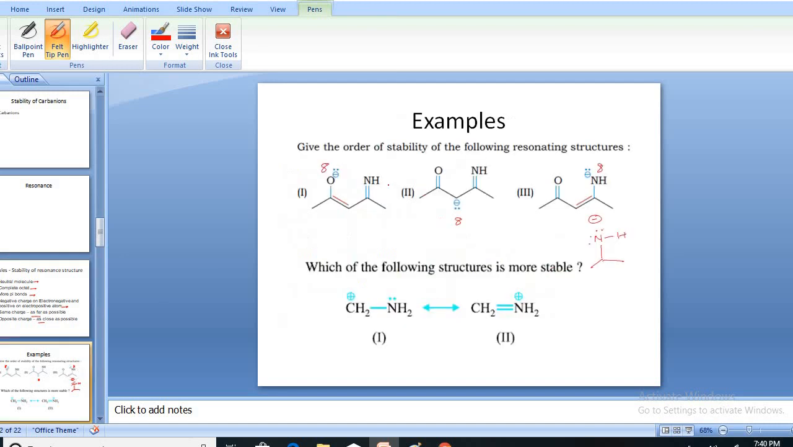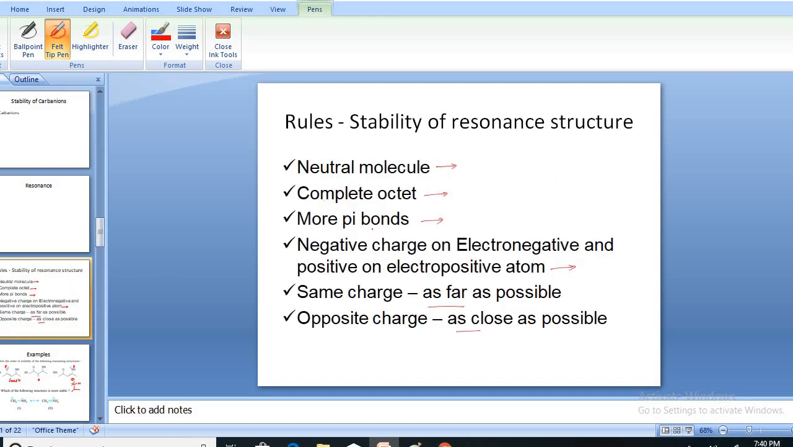Now let's talk about more number of pi bonds. 1 pi bond, again you have 2 of them. So definitely this is going to be the least stable. Now let's talk about these two, right? More number of pi bonds. When you talk about these two, let's see what exactly is going to be the next parameter. So now you got more number of pi bonds.